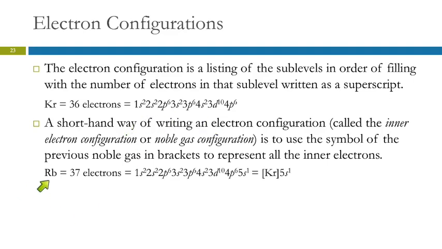This is the electron configuration for rubidium. It's got one more electron. This part right here is the same as krypton because it always fills in the same order, at least in this class. So instead of writing all of that out, we say, well, it's krypton with this added. It's just a lot shorter. You need to be able to do both.